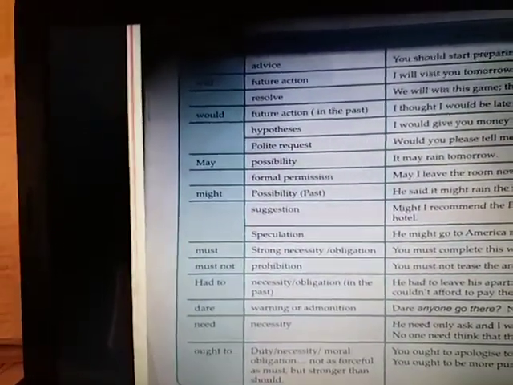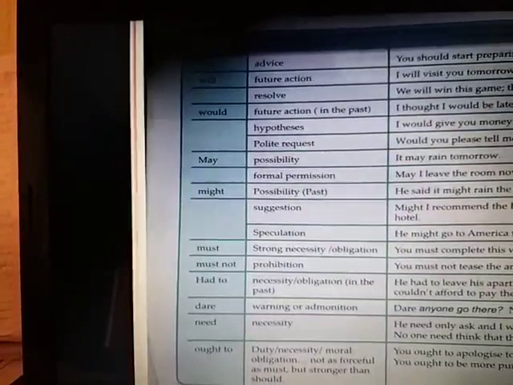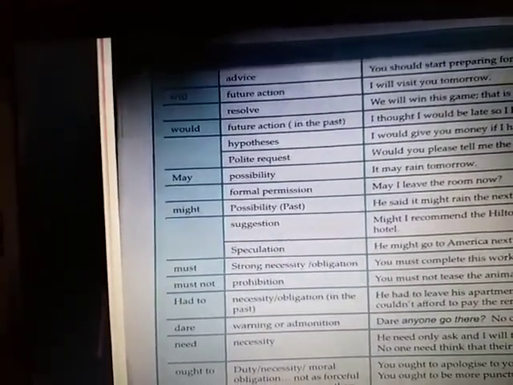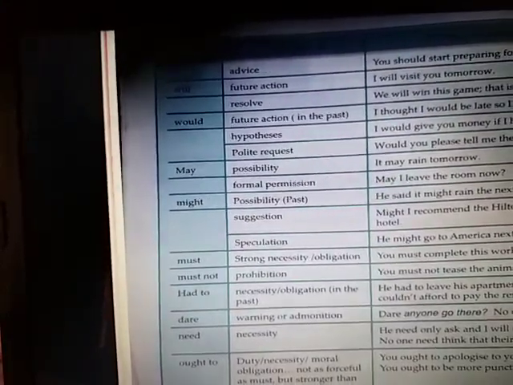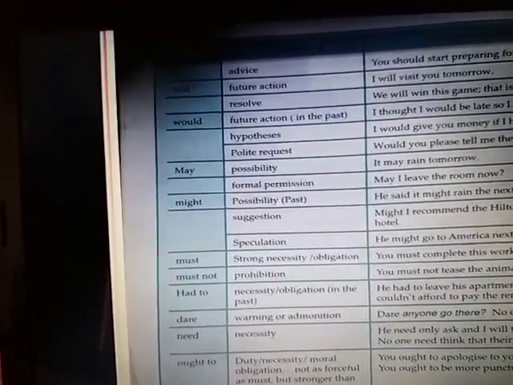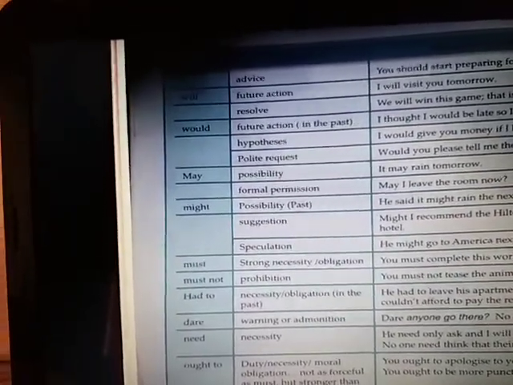Would. Would is the past tense of will. Would is used for the expression of future action in the past and polite request.